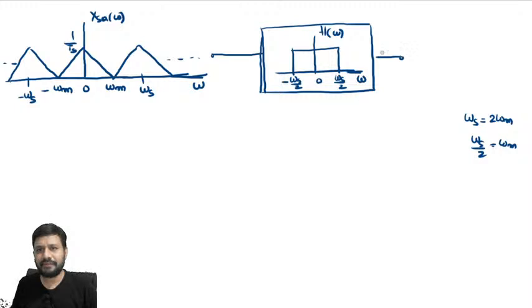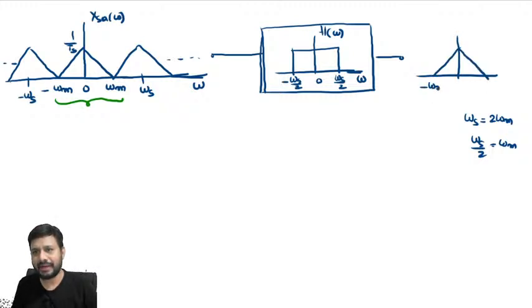Whatever frequency components are lying in the range of minus omega m to omega m are passed and the rest are rejected. What is present between minus omega m and omega m? This component only will pass, and I am able to reconstruct my original signal back like this. This is in the frequency domain.